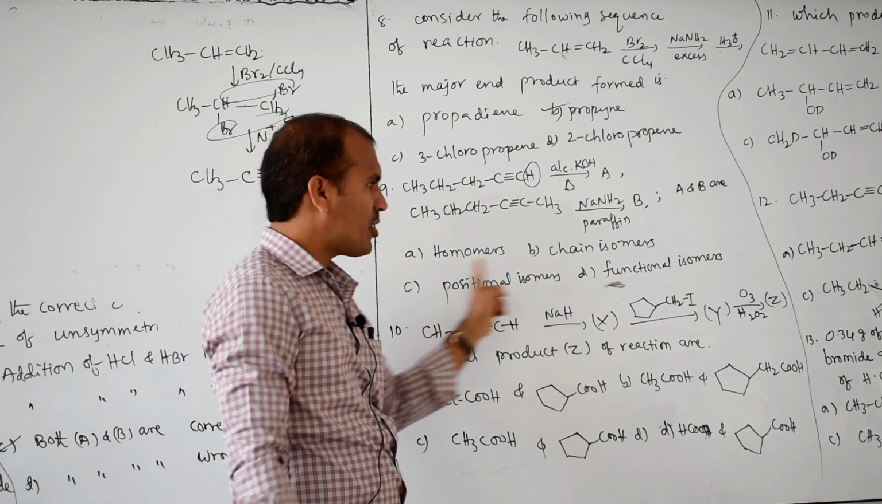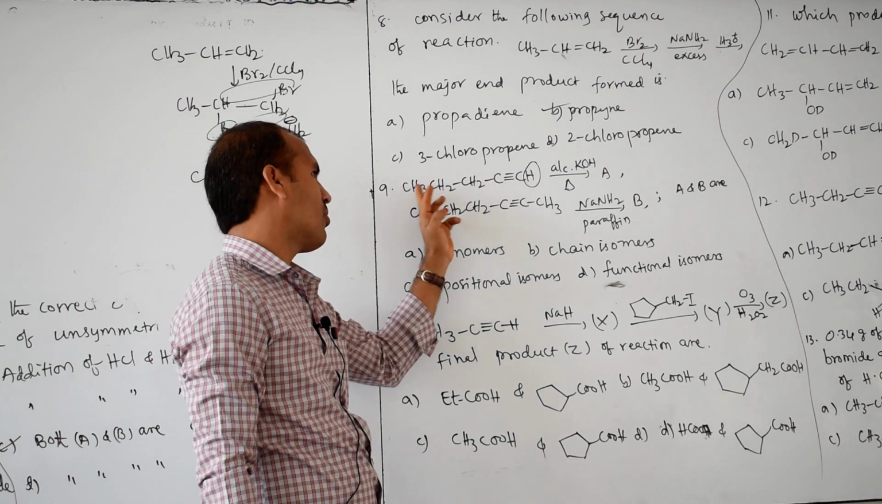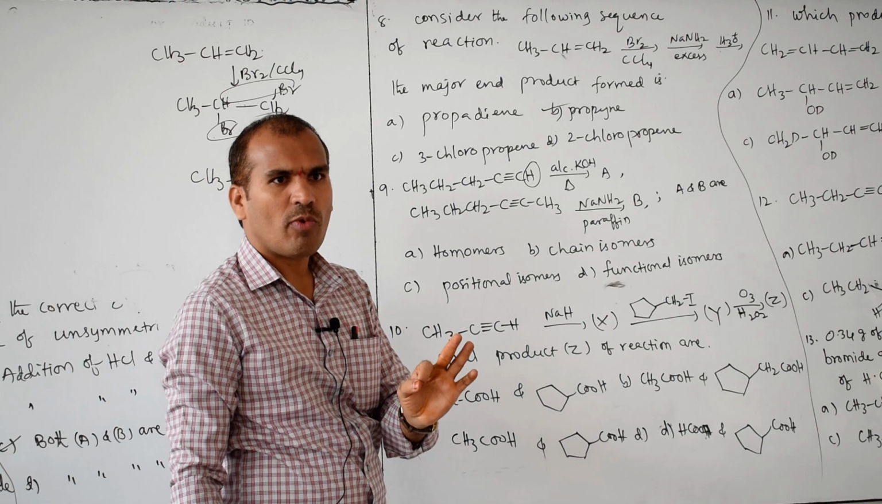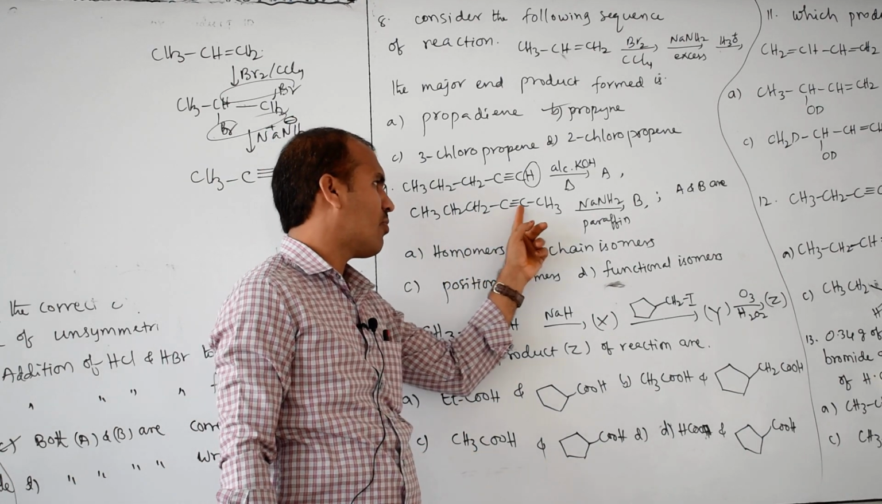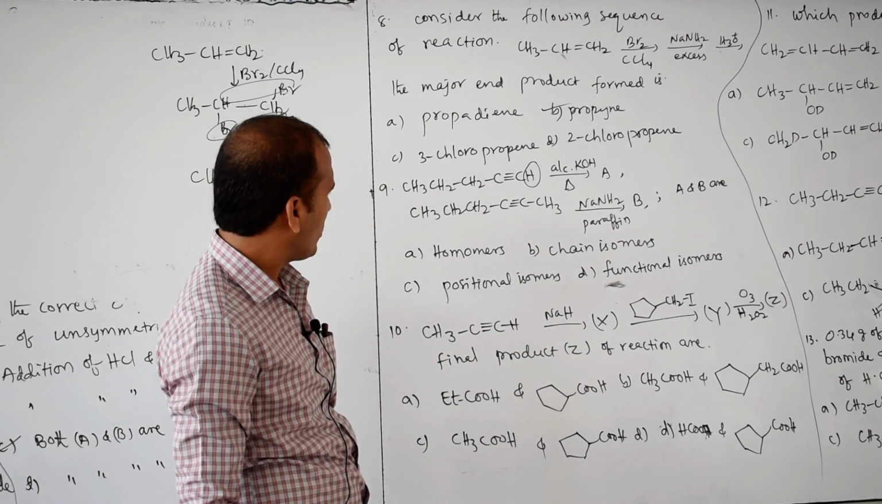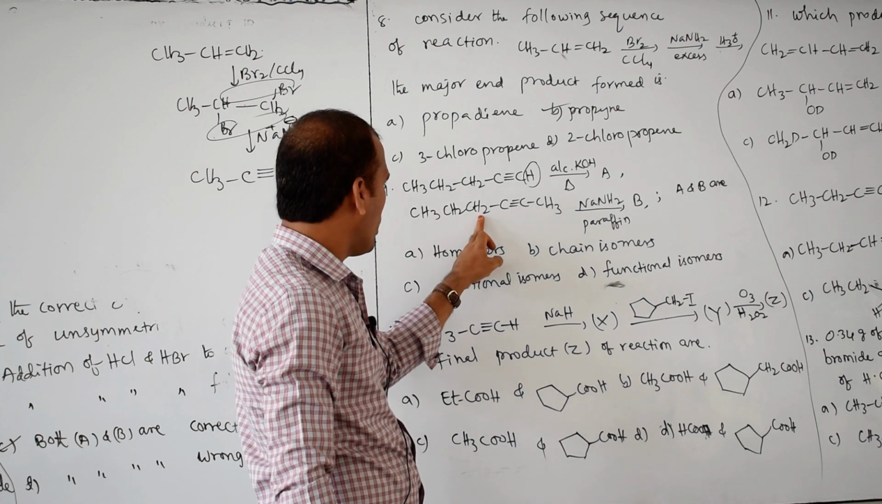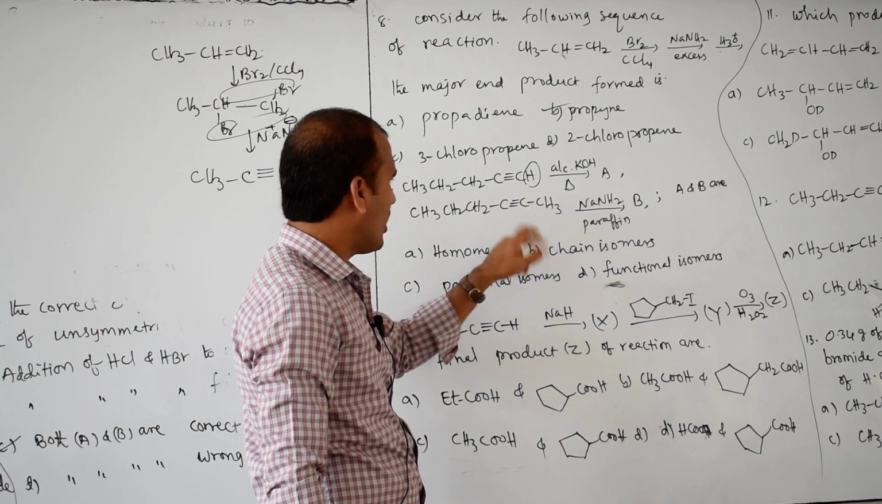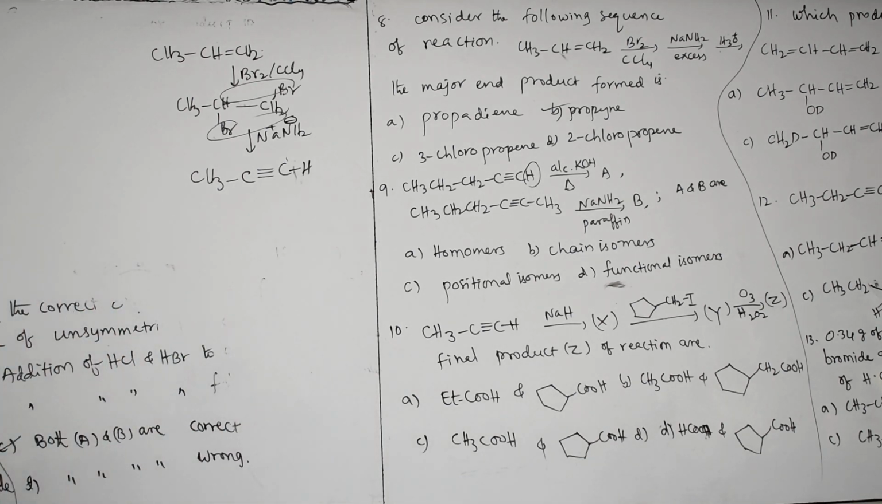Then you will know which type of isomer. What is the name of this compound? 1, 2, 3, 4, 5. Pent-1-yne. What is the name of this one? 1, 2, 3, 4, 5, 6. 6 is there? 1, 2, 3, 4, 5. 1, 2, 3, 4. I think I may have written one extra. I will check this question because single character question. Where?